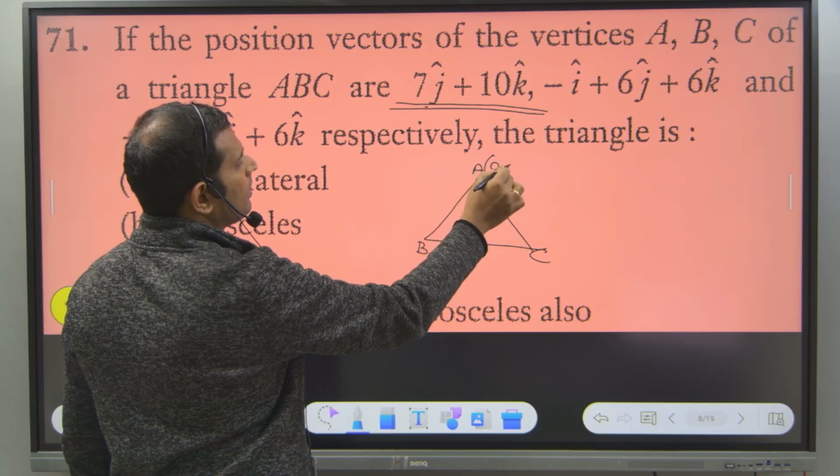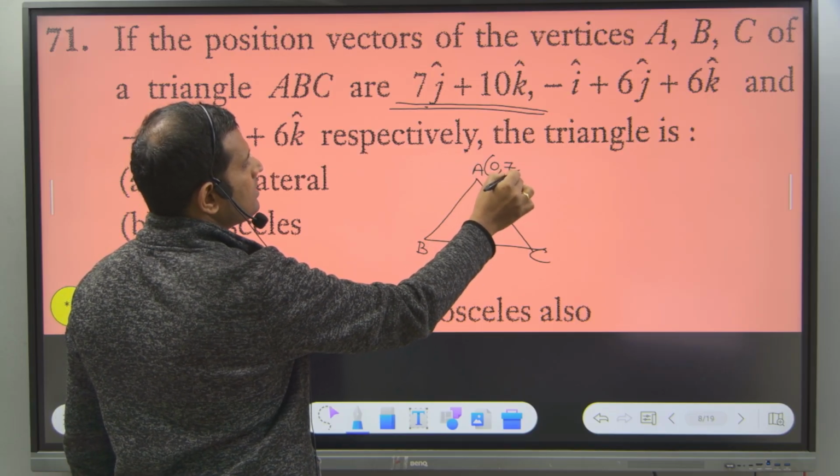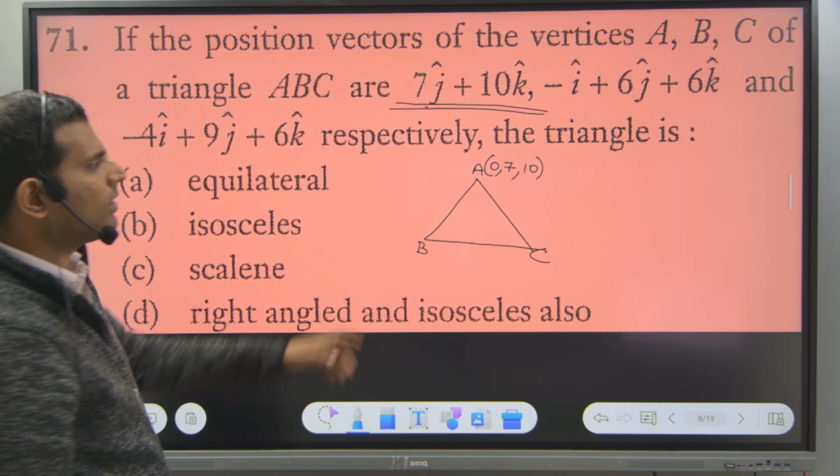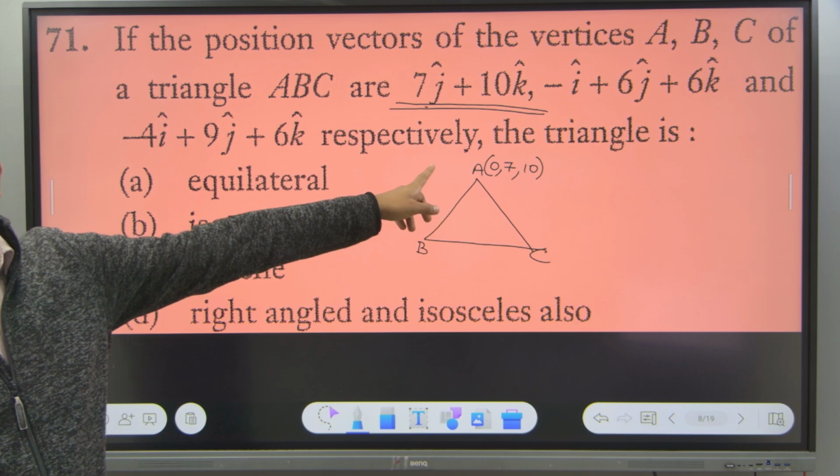x is 0, y is 7, z is how much? 10. Are you clear how we wrote for vertex A? Yes, sir.